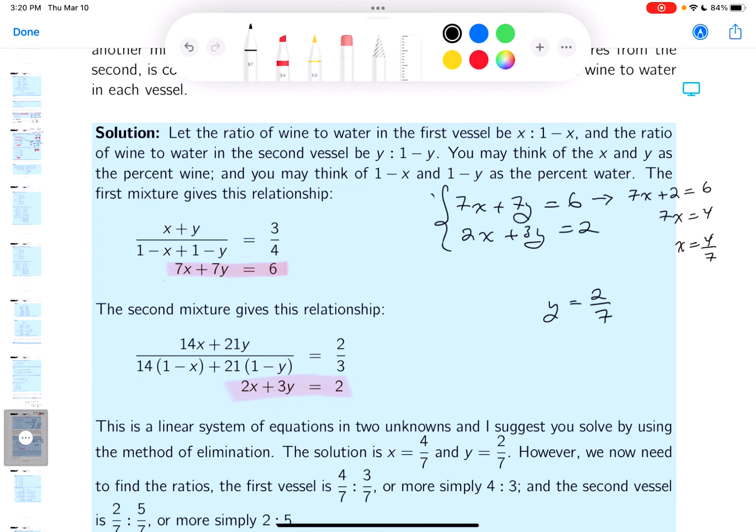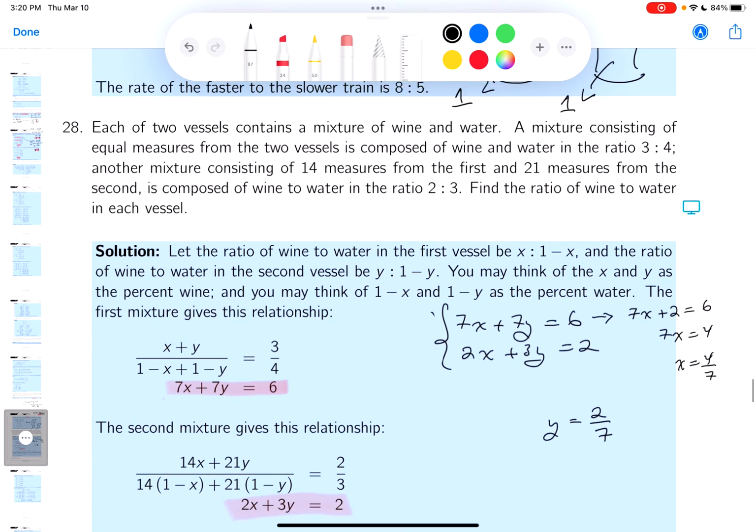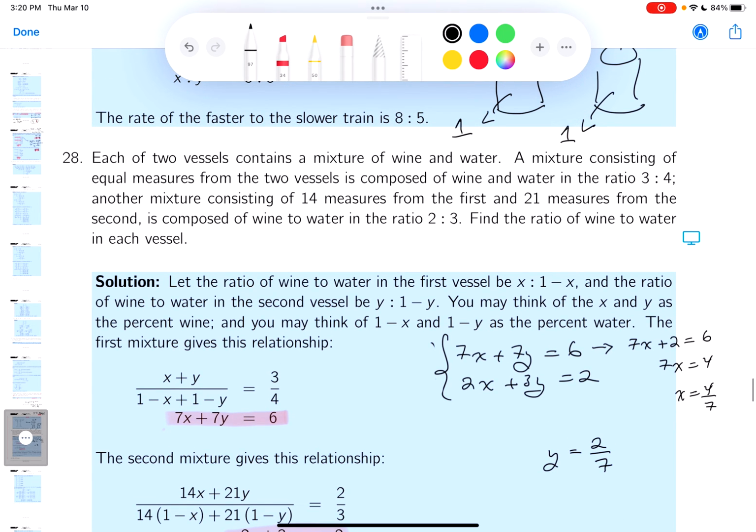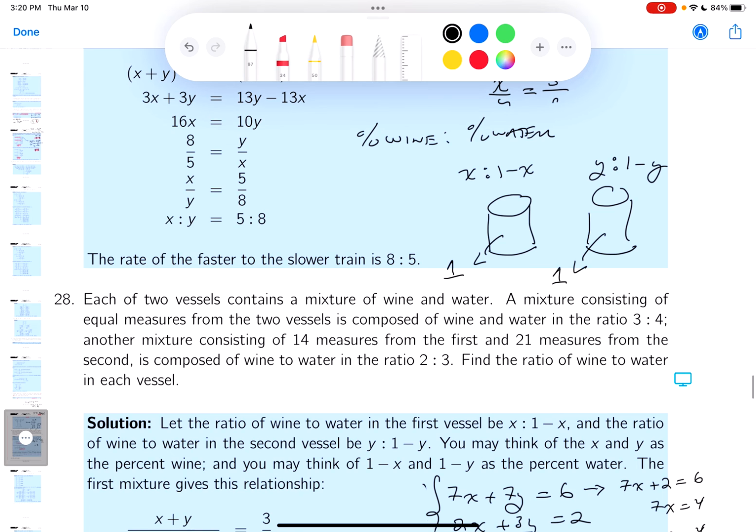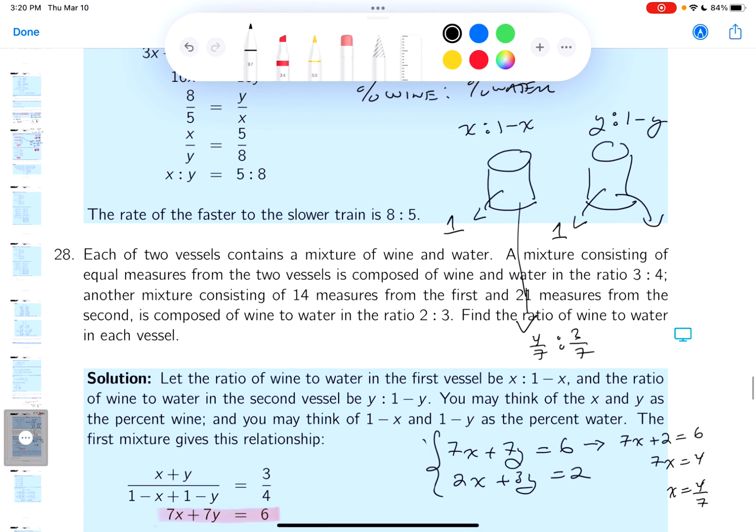All right, what's their question, though? Let's take a look. Find the ratio of wine to water in each vessel. Well, it's going to be 4/7, this guy over here, to 3/7. And what's this guy going to be over here? It's 2/7, right? So it's going to be 2/7 to 5/7.